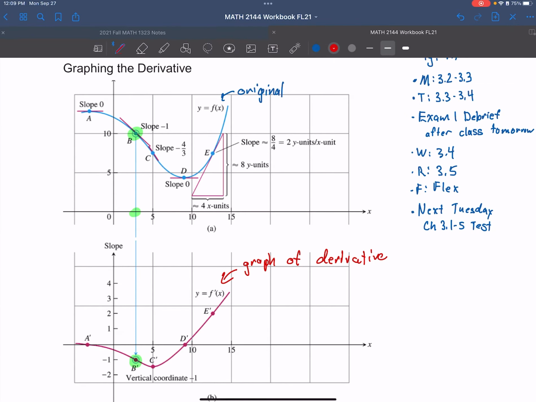So what we're looking at in terms of the axis is, let's look at the vertical axis. Notice that in the original, this represents the y values. The vertical axis represents the y values of the function, the outputs. But if you look at the derivative, notice that the vertical axis represents the slope of the original function.